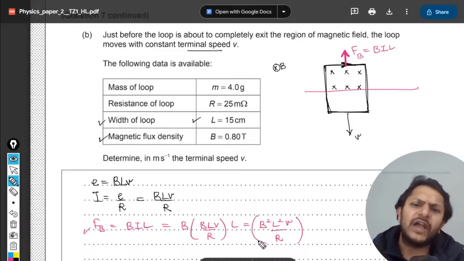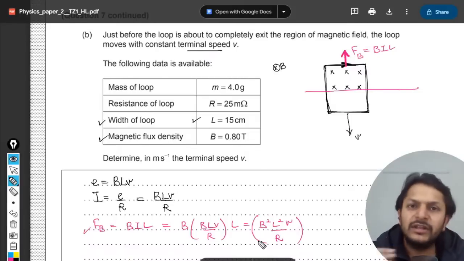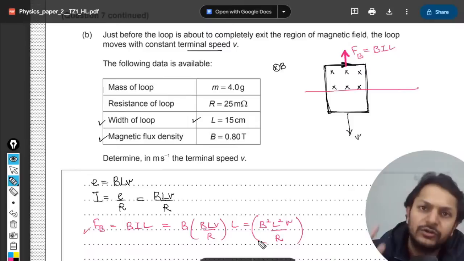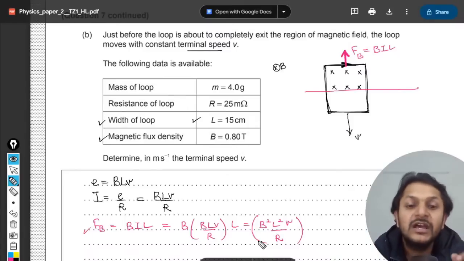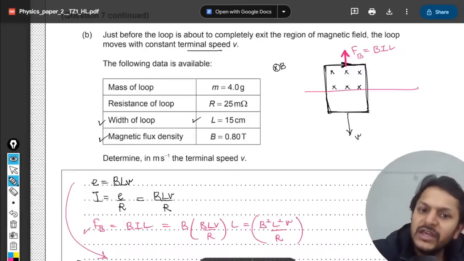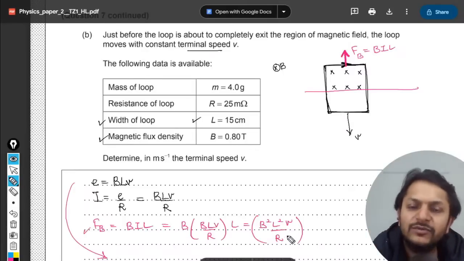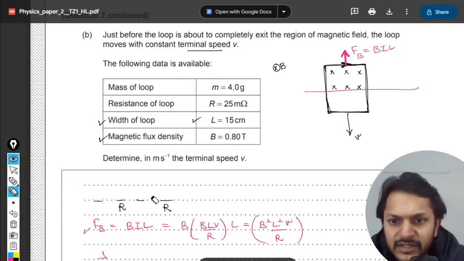Although I remember this formula, and the students I'm teaching here in India, according to the Indian education system, are supposed to remember this formula, by the way. So if you want to remember it, you can. If you do not want to remember it, you have to follow this protocol each and every time. So this is the upward force, B square L square V by R. This will be equal to the weight. That's it. So let me create an equation now.